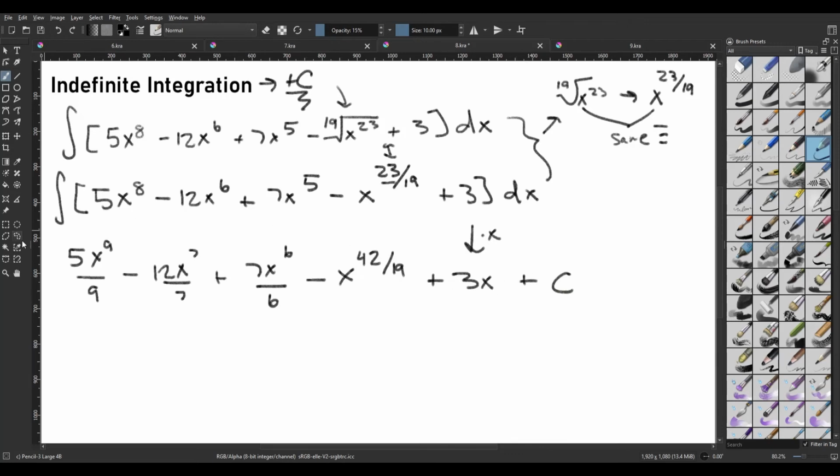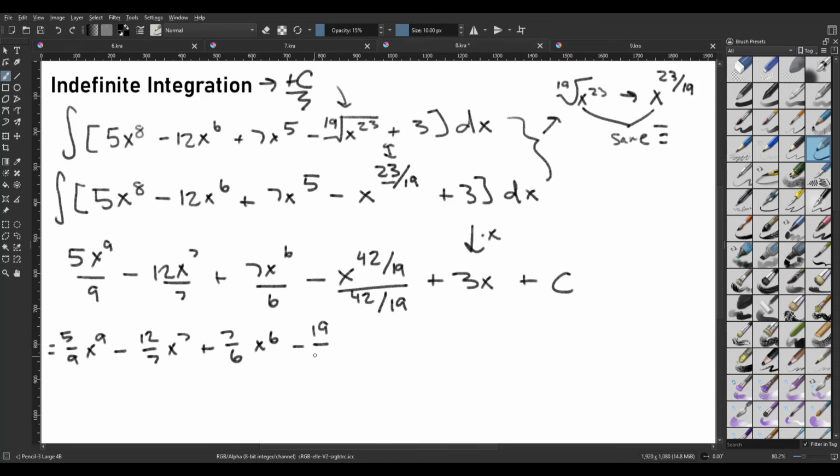So this is our integral right here. Oh, I forgot to put over 42 over 19. Let's not forget that. That's a really important step. So this is, in fact, our integral here. So we can make it look a little bit prettier, maybe simplify a couple things. It's going to be 5 over 9x to the 9th minus 12 over 7x to the 7th plus 7 over 6x to the 6th minus, so instead of dividing by this, we can just multiply by the reciprocal.